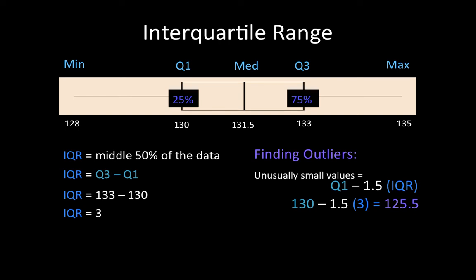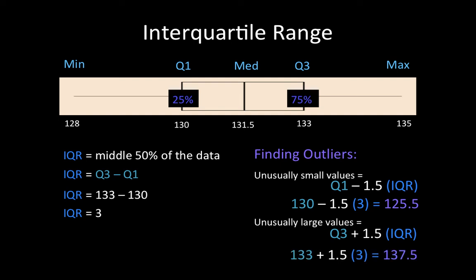So based on this, you can probably guess how to find the unusually large values. They are found by adding 1.5 times the IQR to quartile 3. And here's the calculation for that. 133 is the quartile 3 value, and you add 1.5 times IQR again, and then you get 137.5. So values higher than 137.5 are outliers, but 137.5 itself is not an outlier.